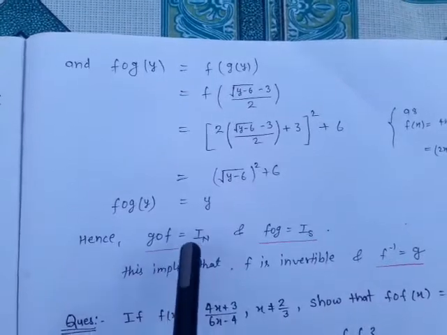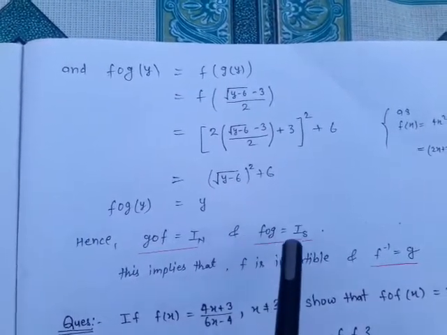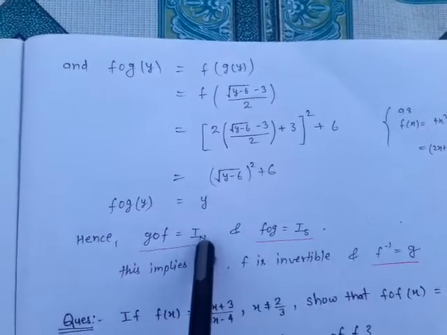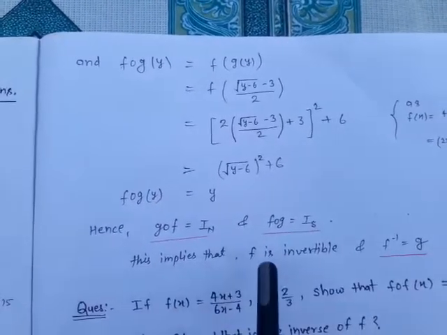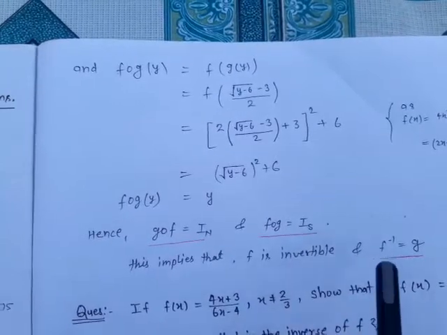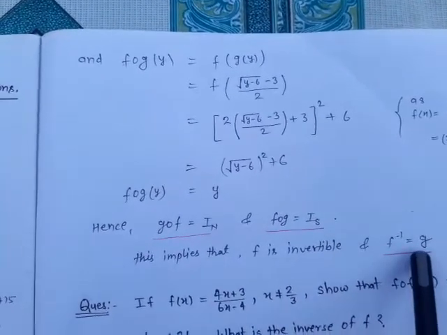Hence gof is equal to I_N, and fog is equal to I_S, the identity of natural numbers and the identity of S, which is the range of f. This implies that f is invertible, and here the inverse of f is g.